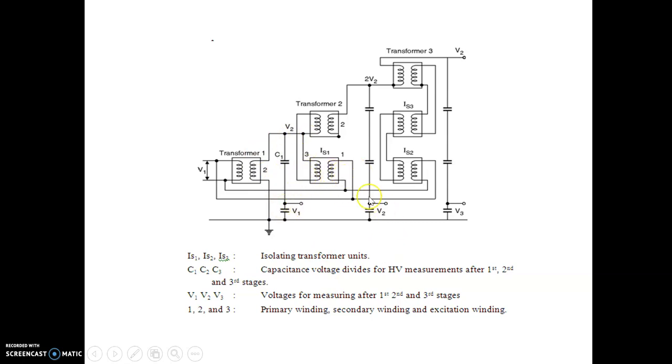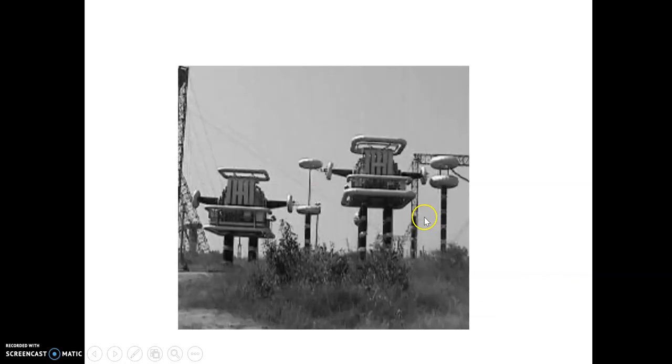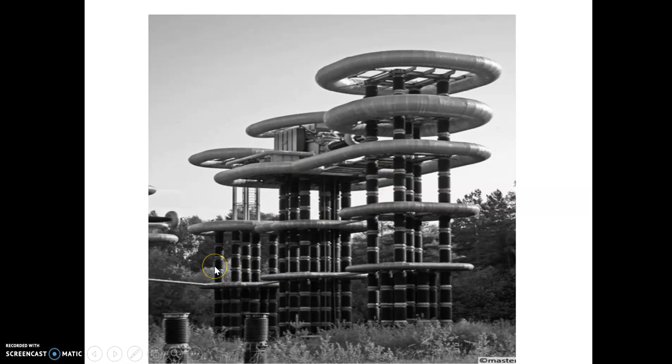Sometimes isolation probes for the second and third stage are there, and isolation transformers are also used to isolate. So these are isolation transformers, and these are the capacitance dividers for measurement purposes. So these are some examples of cascading. See this, you can see how many stages of transformers there are. This is just like the corona ring of a high voltage terminal. Okay, so these are huge cascaded transformers.